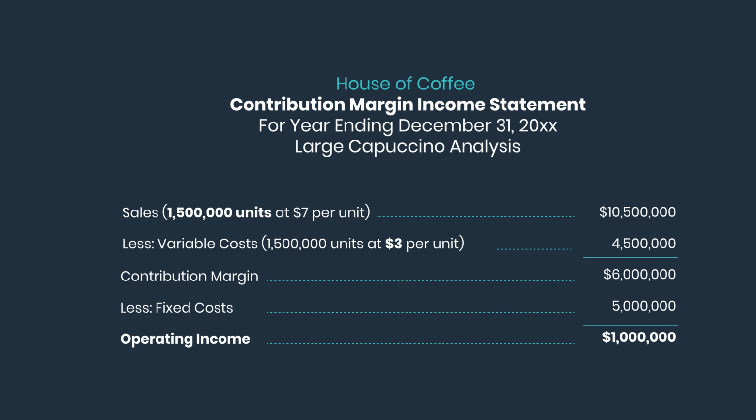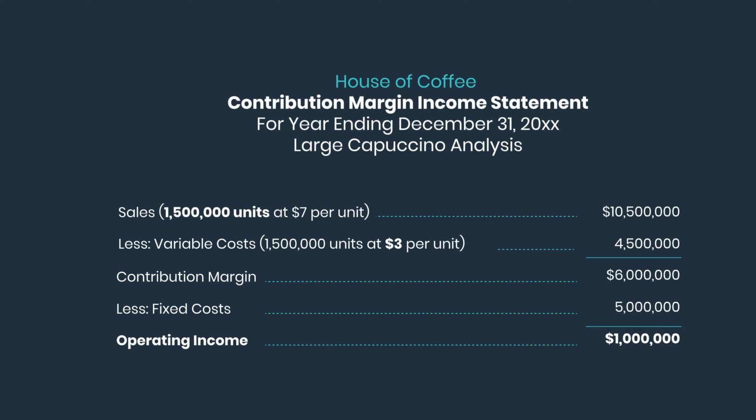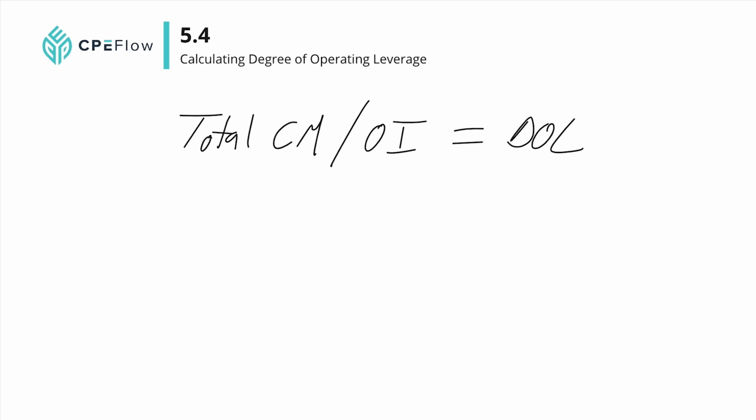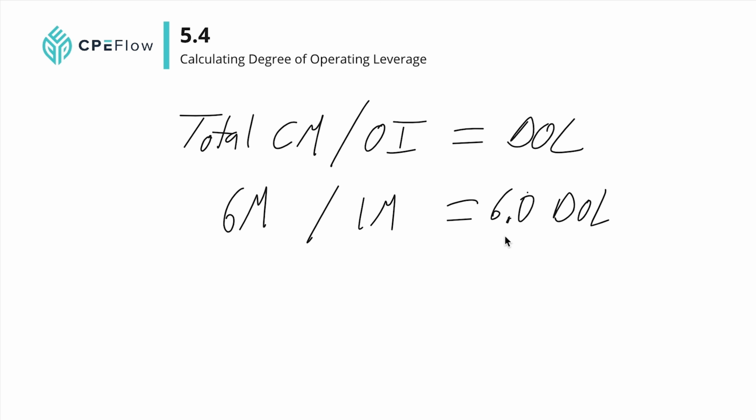First, our original structure with $5 million in fixed costs. So let's plug in this information to our new DOL formula. $6 million in total contribution margin divided by $1 million in operating income. That equals 6. That's the degree of operating leverage, or 6 DOL.